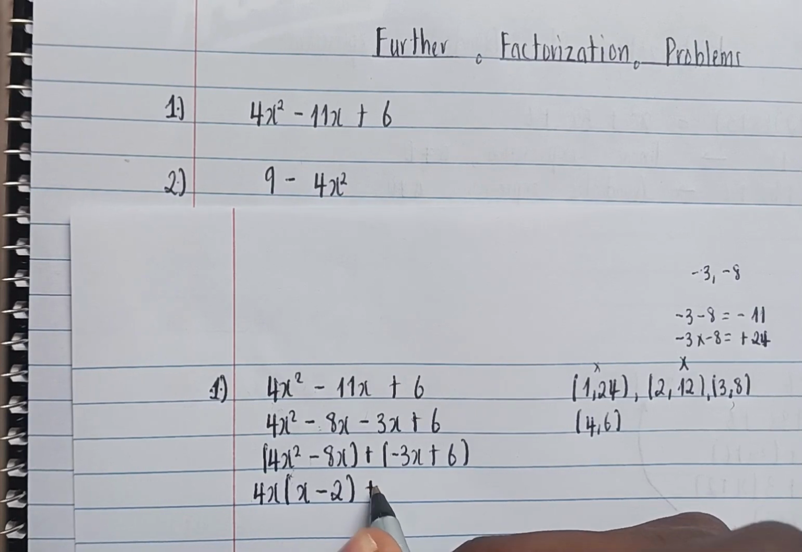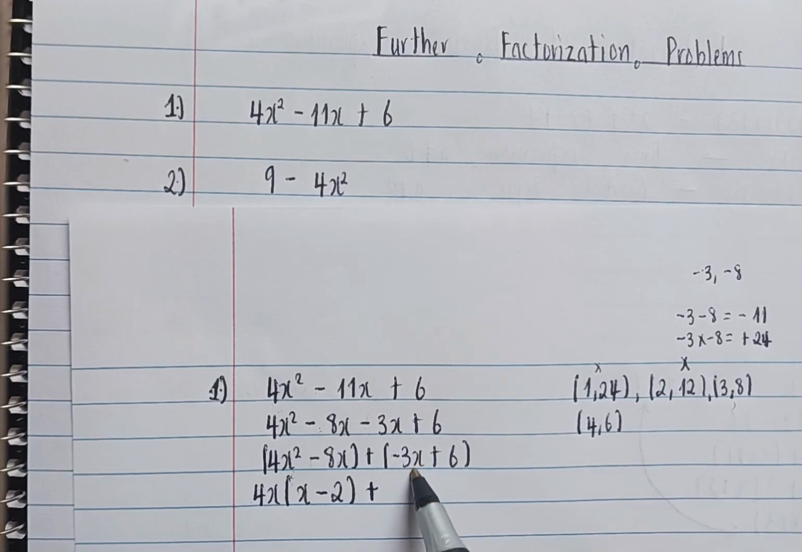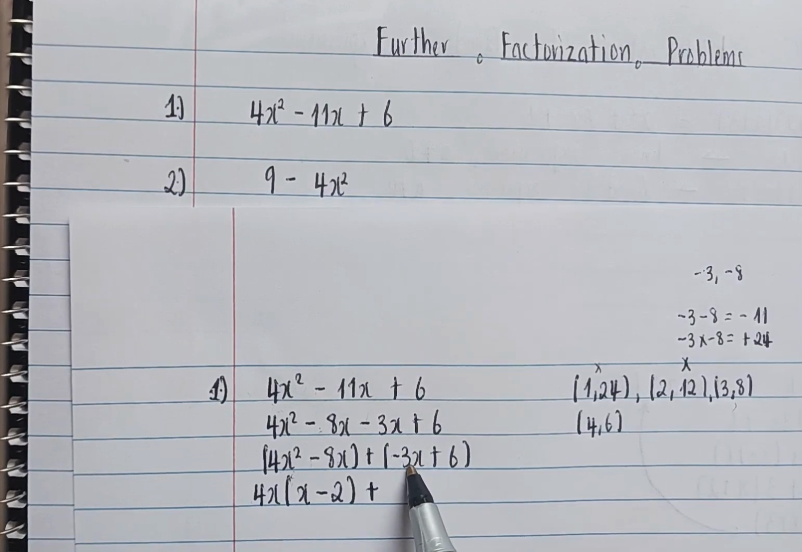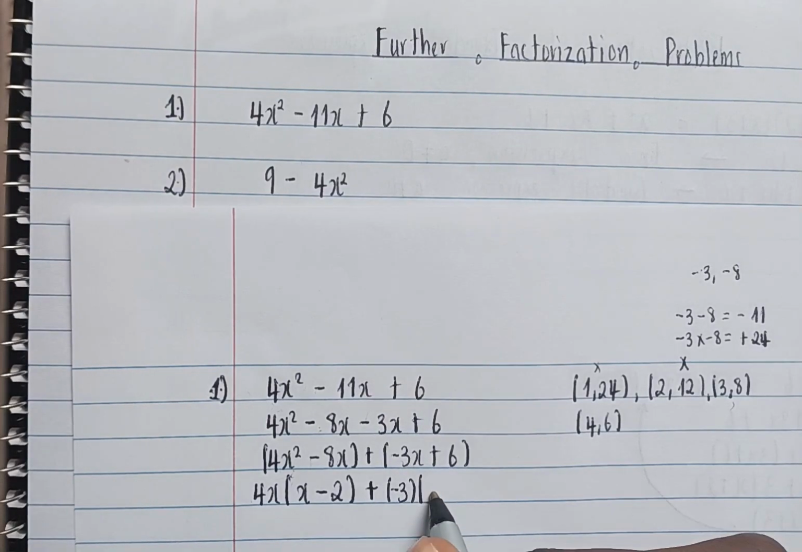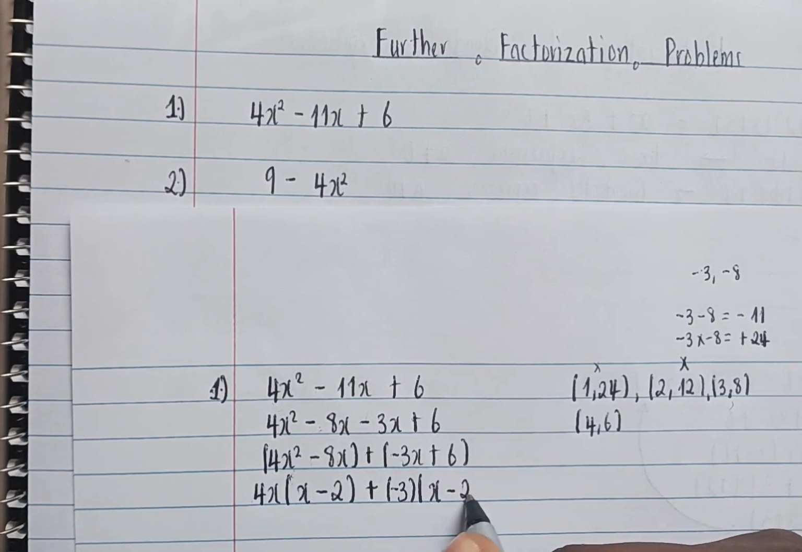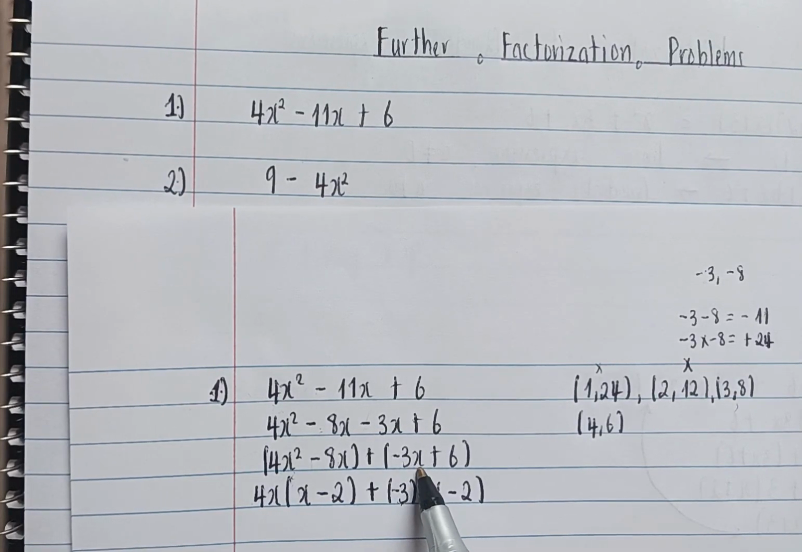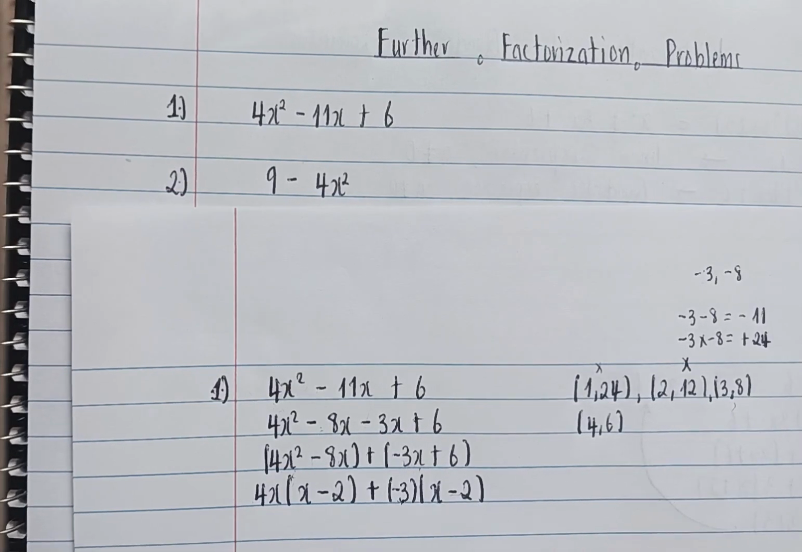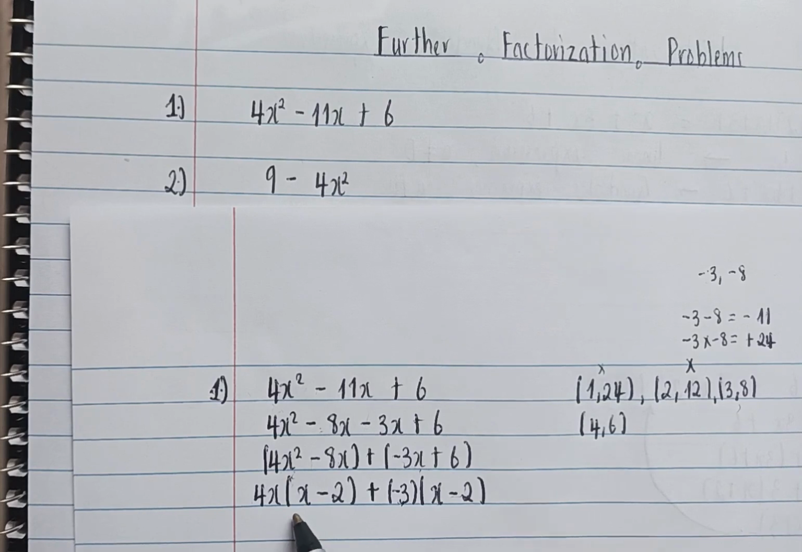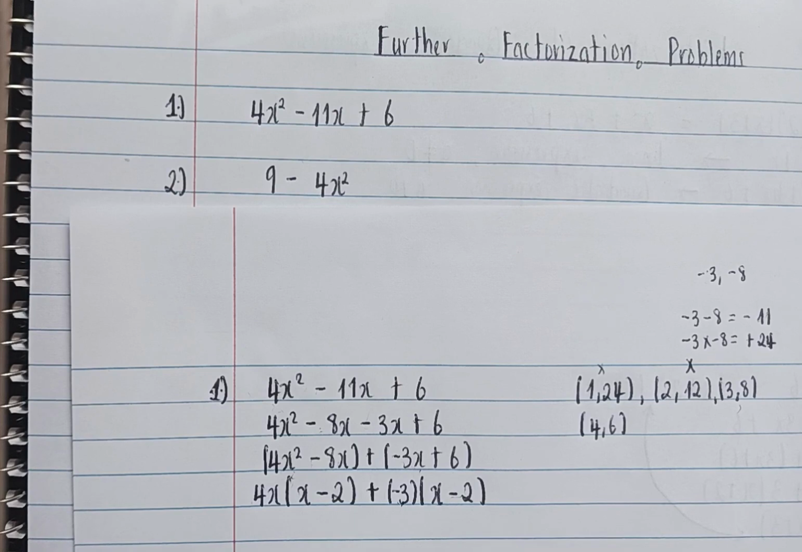Here, I remove negative 3 because I want to have the same factor in both brackets. So I'll have negative 3, and inside my bracket I'll have x minus 2. Notice that multiplying negative 3 times x gives back my negative 3x, and negative 3 times negative 2 gives back my 6. And here I notice that the term in each bracket is equal. So I can factor that out.